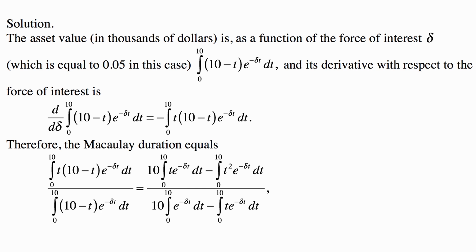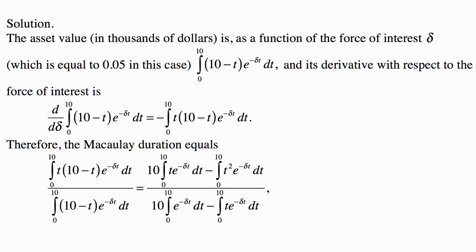And here's the solution. The asset value in thousands of dollars is a function of the force of interest delta, which is equal to 5% in this case, and is equal to the integral from 0 to 10 of (10 minus t) e to the minus delta t dt. Its derivative with respect to the force of interest is the derivative of that integral, and of course we can just take the integral of the derivative, so that would be minus the integral from 0 to 10 of t times (10 minus t) e to the minus delta t dt.